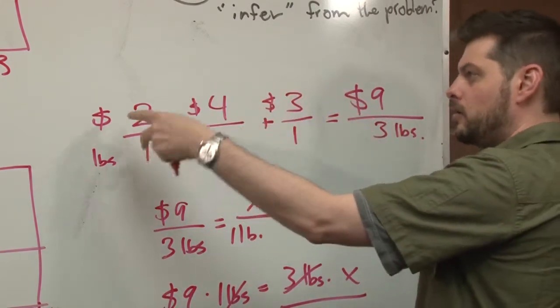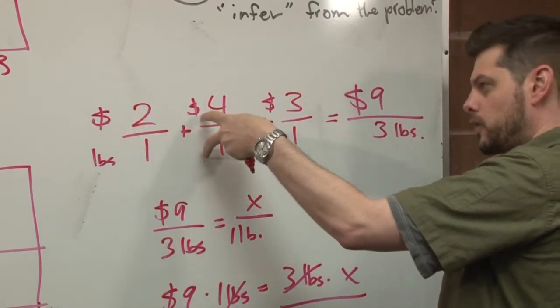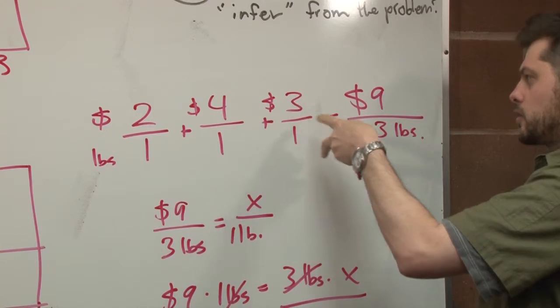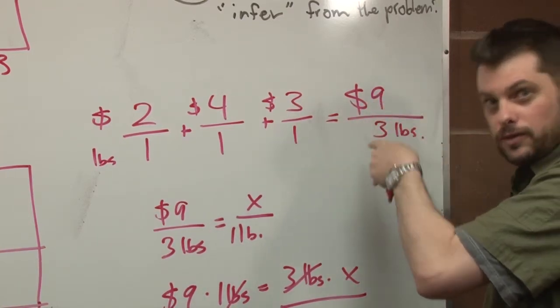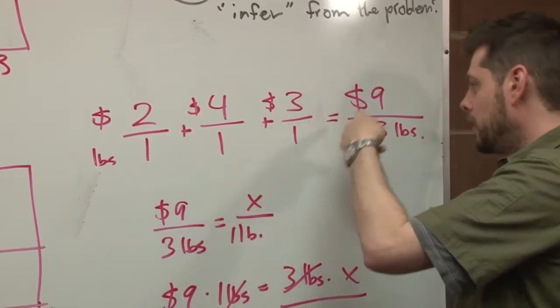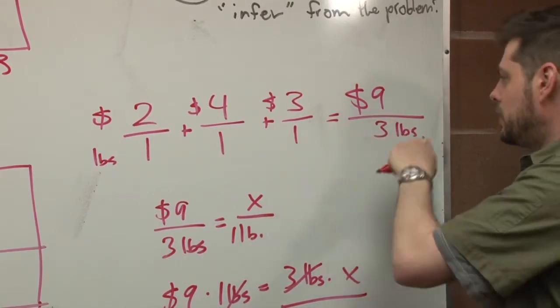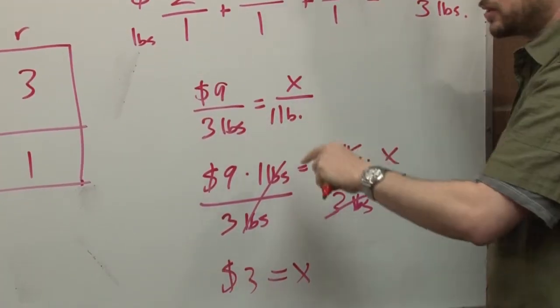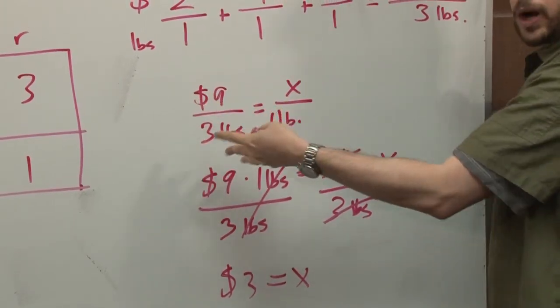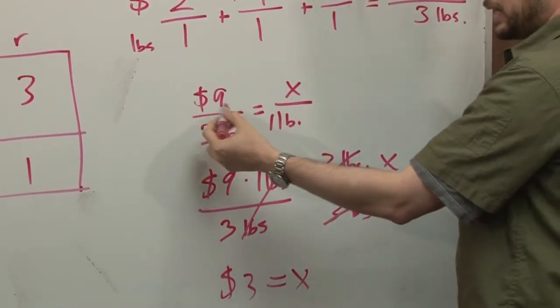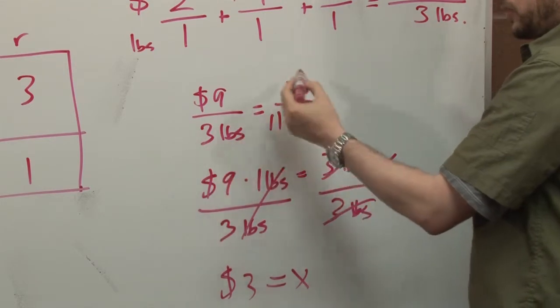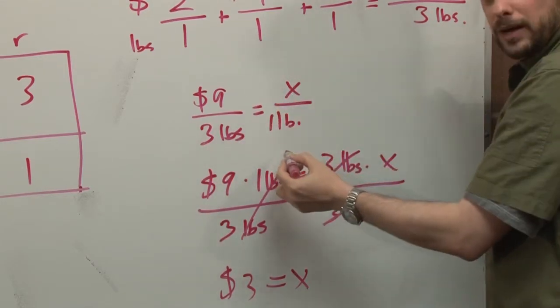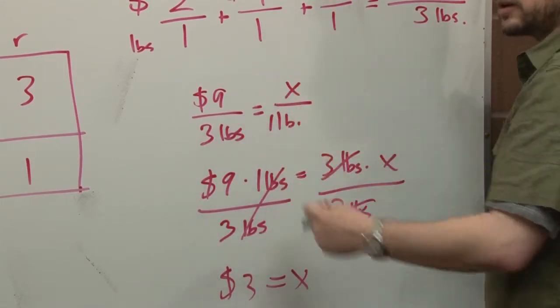You can actually see, oh yeah, $2 per pound, $4 per pound, $3 per pound gives me $9 for every 3 pounds, not every 1 pound, but every 3 pounds. And then solving for the number. What number do we need to charge? And setting up our equality. When I have $9 for every 3 pounds, what number do I have for every 1 pound? And then solving for our unknown variable.